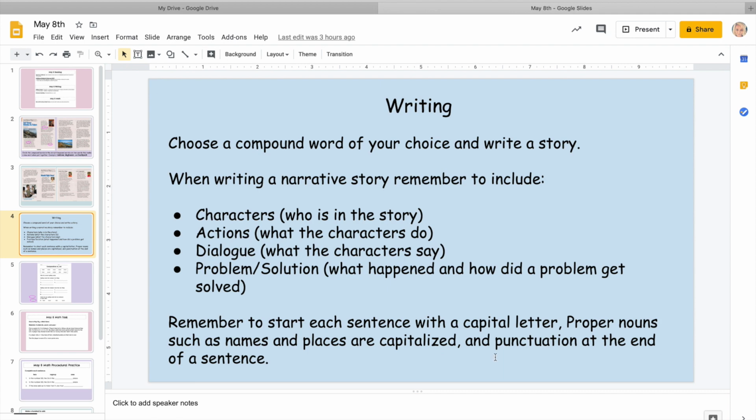And you're going to want to use punctuation at the end of each sentence. So if you're asking a question, it's going to be a question mark. If you're stating something that's really exciting, it's going to be an exclamation point. And if it's just a simple thought, that is going to be a period. If you need more time on this, remember you can always pause this slide or you can go back, and you're going to use that lined paper in your distance learning packet to write your story.